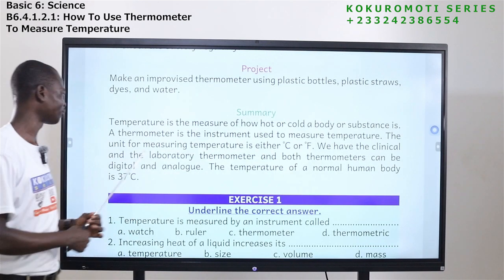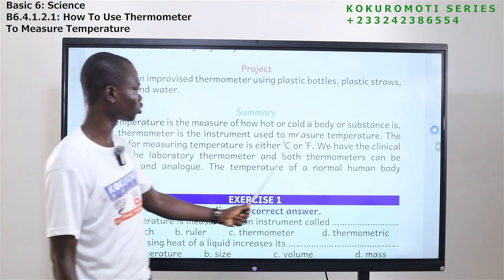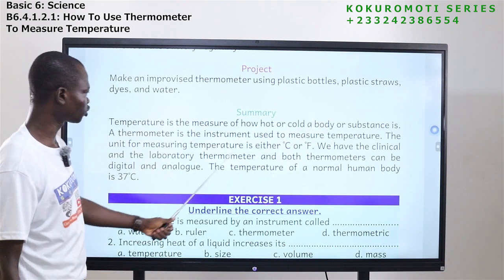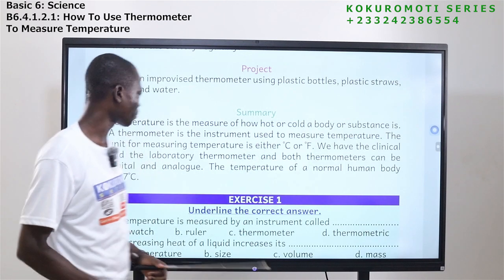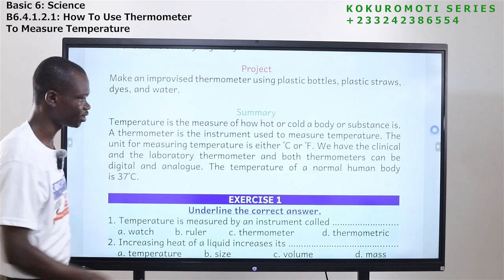So what have we learned today? We have learned that temperature is the measure of how hot or cold a substance is. A thermometer is the instrument used to measure temperature. The unit for measuring temperature is either degrees Celsius or degrees Fahrenheit.